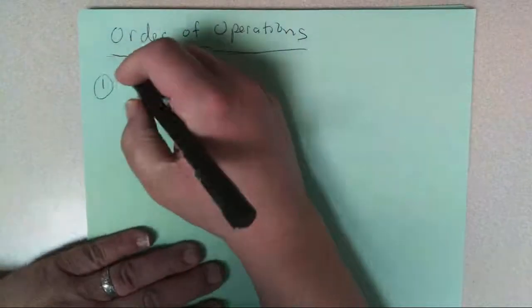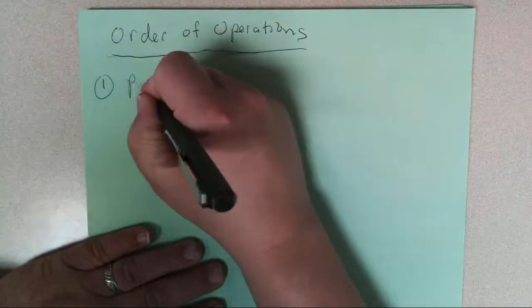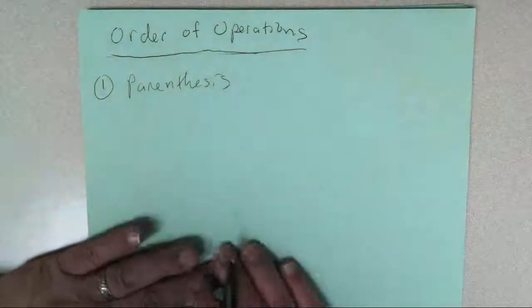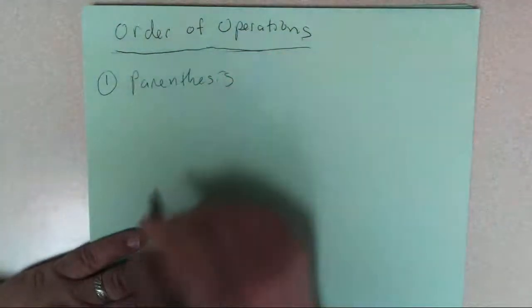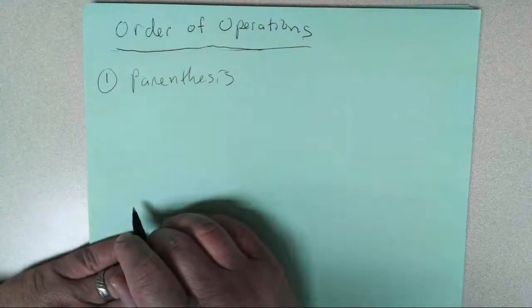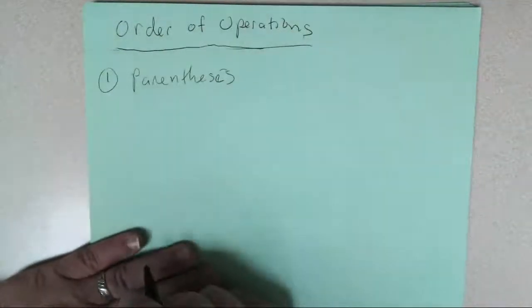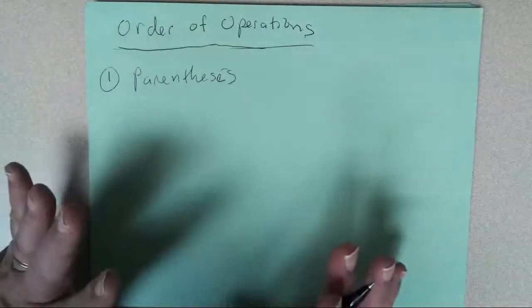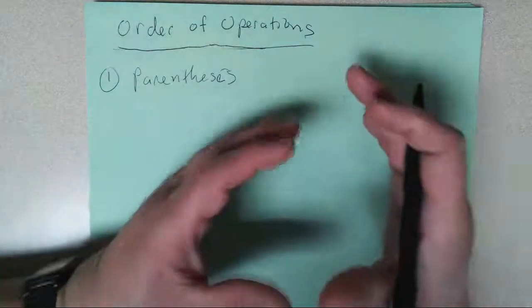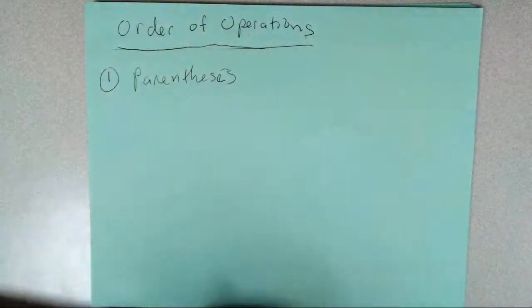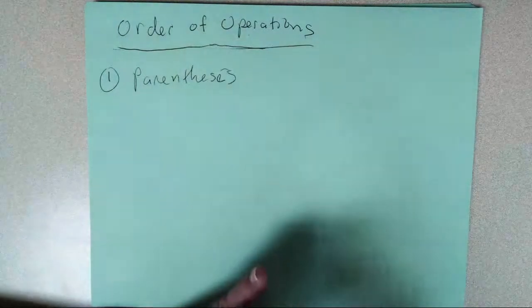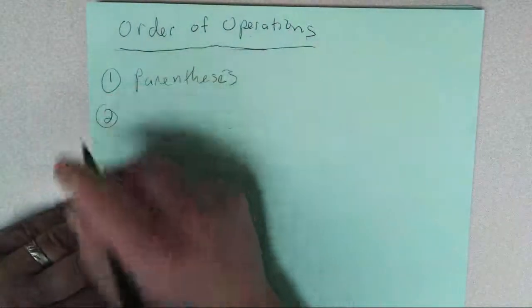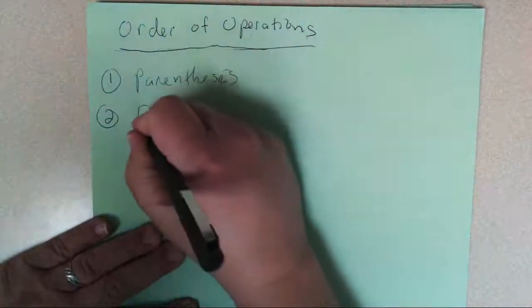So the first operation is you do whatever is in parentheses first. In fact, oftentimes we call those grouping symbols, and they're there to group together something that we want the person to do first, even though they wouldn't normally do it first. I'll explain that in a moment. Okay? The second thing here is exponents.